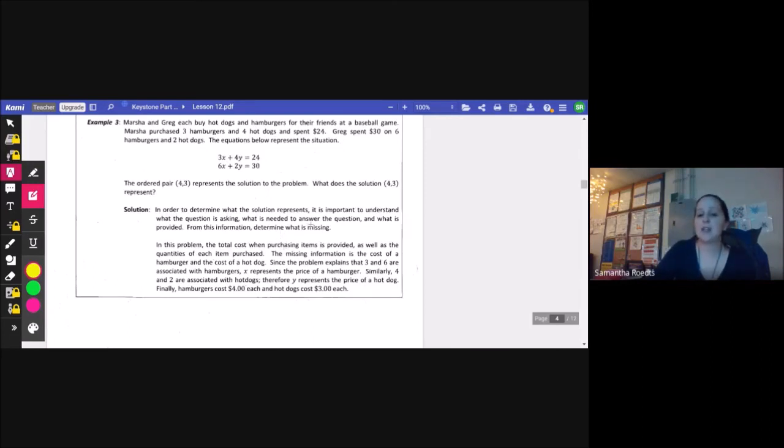Since the problem explains that 3 and 6 are associated with hamburgers, x represents the price of a hamburger. Similarly, 4 and 2 are associated with hot dogs. Therefore, y represents the price of a hot dog. Finally, hamburgers cost $4 each and hot dogs cost $3 each.